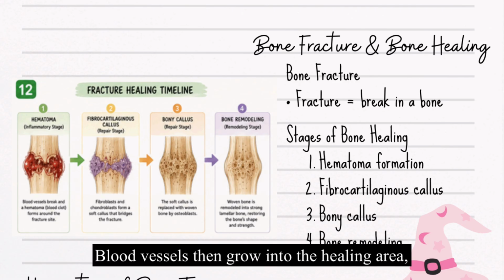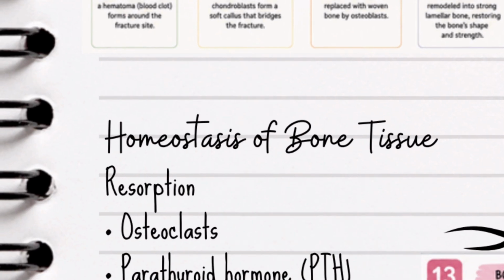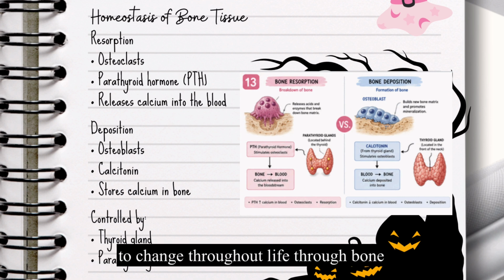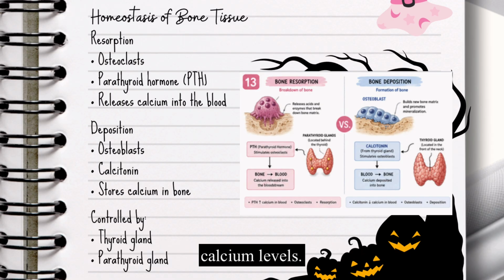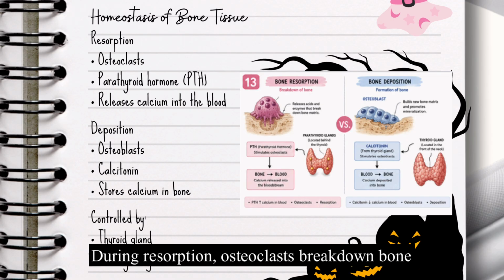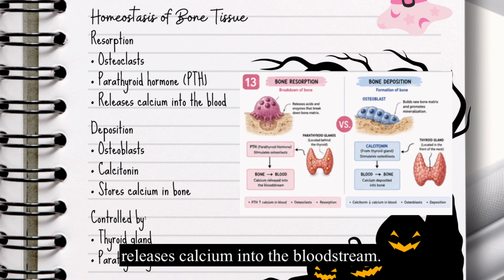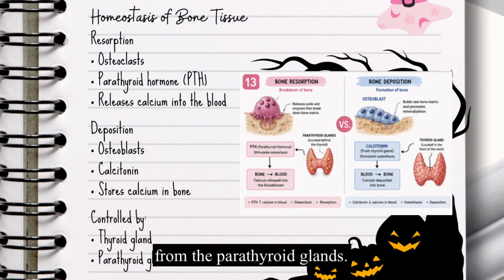Blood vessels then grow into the healing area, bringing oxygen and nutrients needed for bone repair. Even after bones finish growing, they continue to change throughout life through bone remodeling, which helps maintain healthy bones and normal calcium levels. The first process is resorption. During resorption, osteoclasts break down bone tissue, releasing calcium into the bloodstream. This process is stimulated by parathyroid hormone from the parathyroid glands.